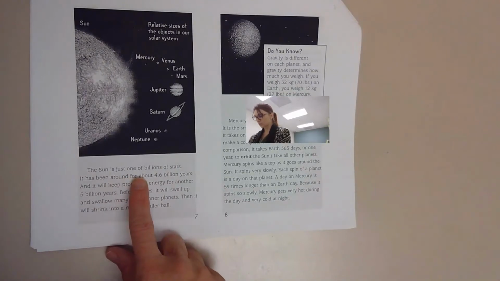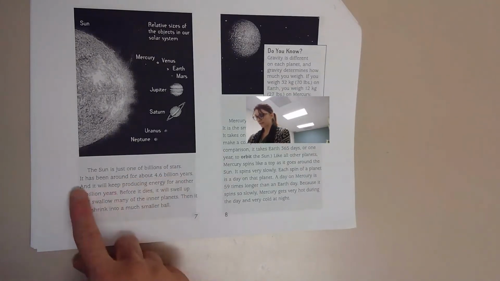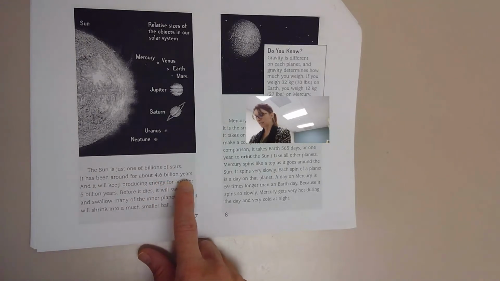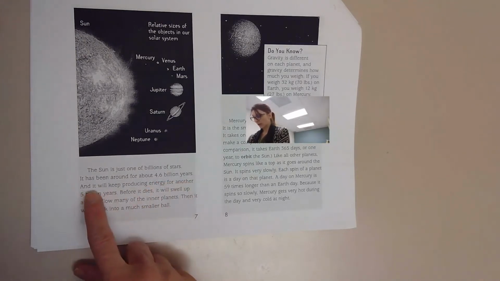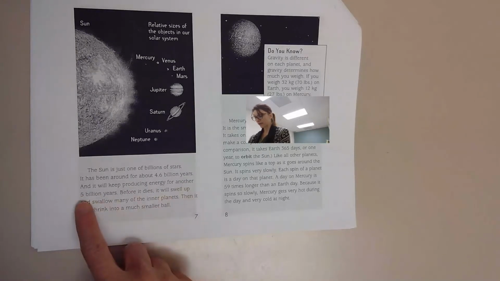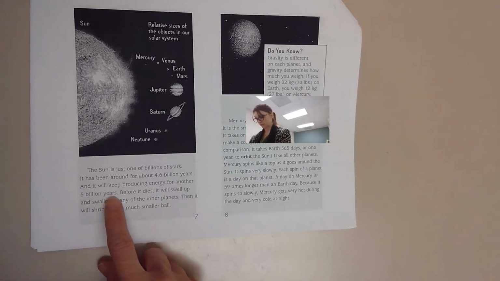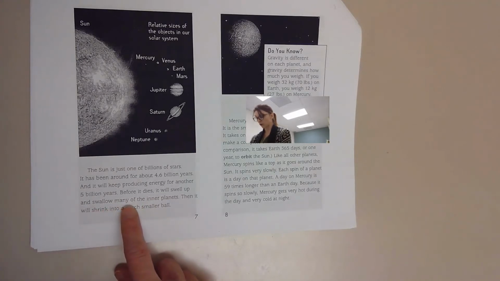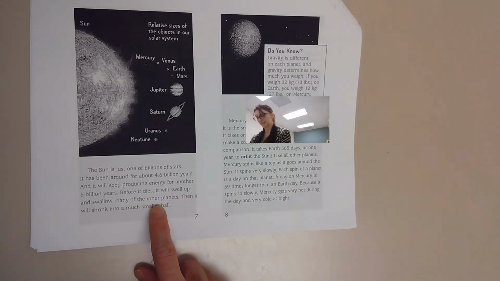The sun is just one of billions of stars. It has been around for about 4.6 billion years and will keep producing energy for another 5 billion years. Before it dies, it will swell up and swallow many of the inner planets. Then it will shrink into a much smaller ball.